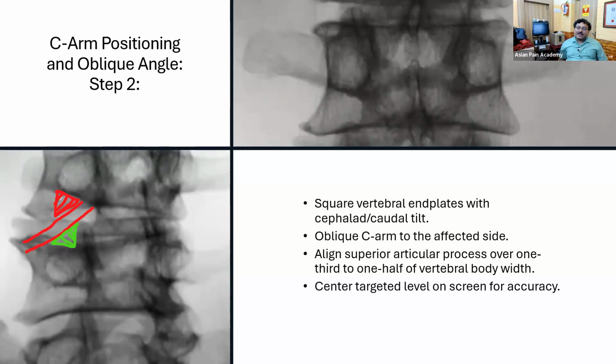Whereas Kambin's triangle has been found to be a comparatively safer triangle because here the exiting nerve remains above, and also we have the traversing nerve root going like this. So basically here we get a space between the exiting nerve root and the traversing nerve root, and it is not only safe for doing the transforaminal epidural steroid injection, but also safe for instrumentation like endoscopic discectomy.